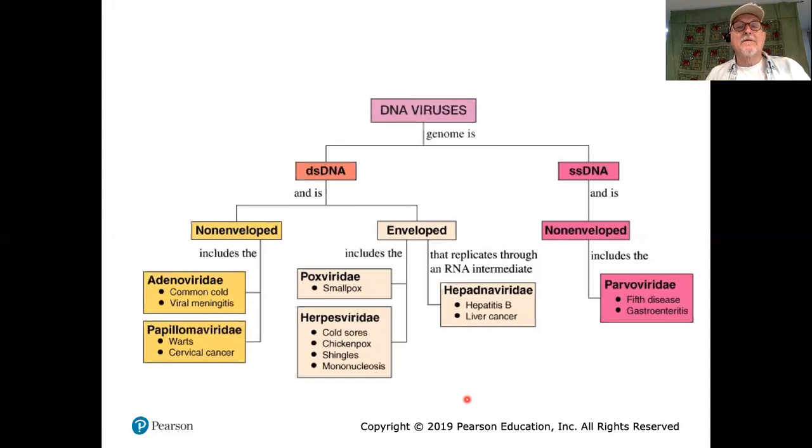And then there are those which are unenveloped. Now, well, let's just have a look. So we've got DNA viruses, double-stranded, either enveloped or unenveloped. Okay, I'll mention particularly important ones. First of all, this group here, the adenoviridae, the adenoviruses. Now, adenoviruses are very, very diverse. This is only a small grouping of them.